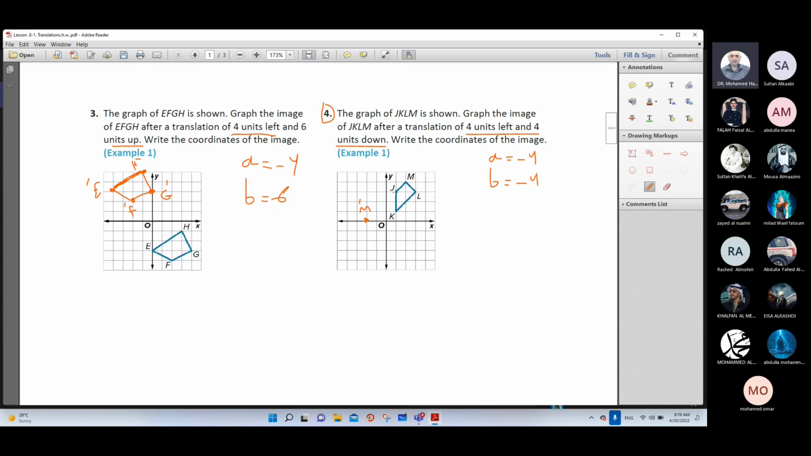And this is J. 4 units left, 1, 2, 3, 4. And 4 units down, 1, 2, 3, 4 will be here. And this is J prime. Then this is K. 1, 2, 3, 4 to the left. And 4 down, 1, 2, 3, 4. So this is K prime. Then this is L. 1, 2, 3, 4. 1, 2, 3, 4. So this is L prime.